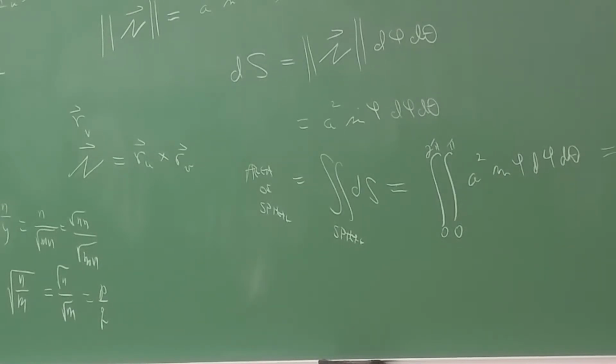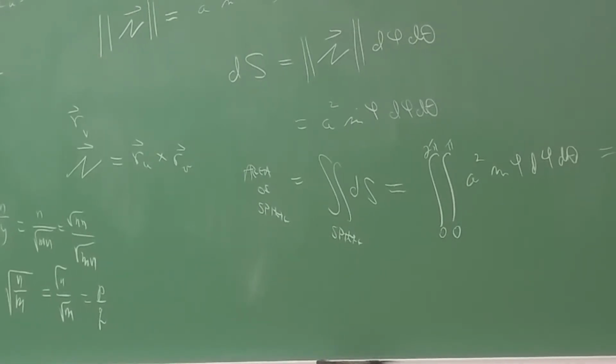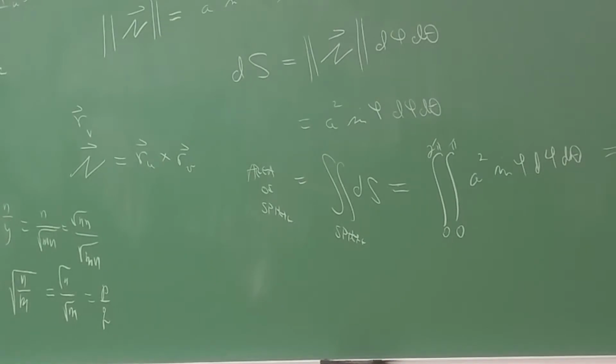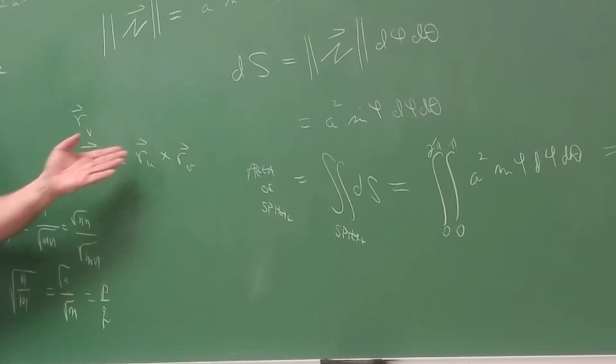And then I will say, part A, calculate del R del phi, or R sub phi. Part B, calculate R sub theta. Part C, calculate n, which is the cross product.